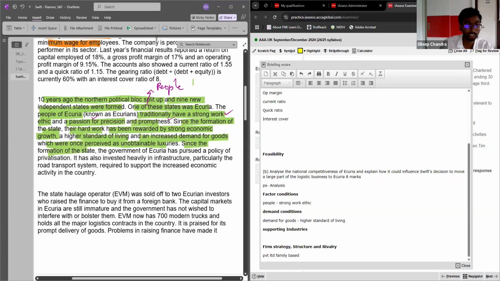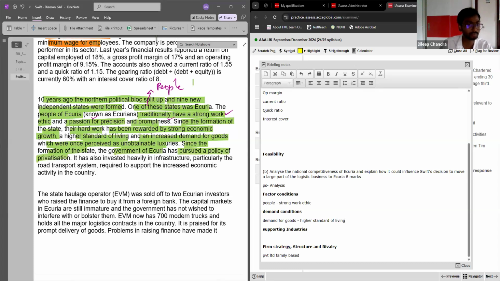Since the formation of the state, the government of Ecuria has pursued a policy of privatization. It has also invested heavily in infrastructure. Wow. What a coincidence. Particularly the road transport system, required to support the increased economic activity in the country. This is a match made in heaven.